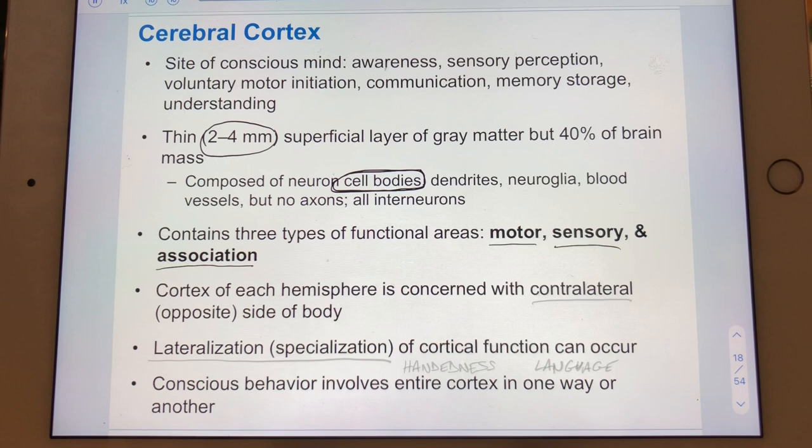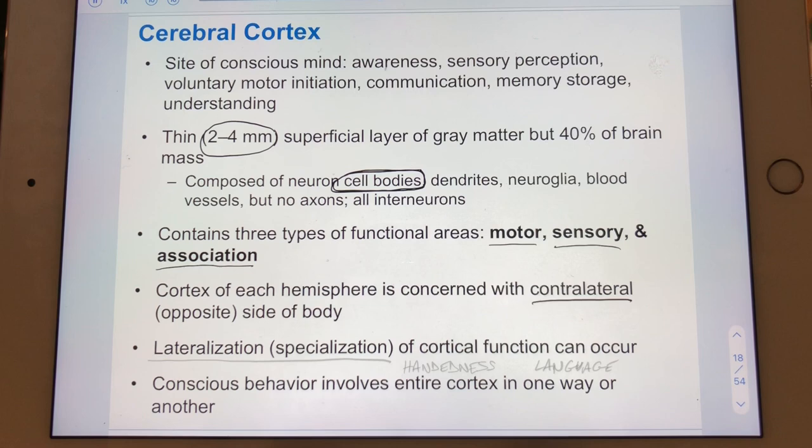Now, some weird words. The cortex of each hemisphere has a contralateral relationship with your body. The cortex of each hemisphere, left and right, has a contralateral relationship with the rest of your body.